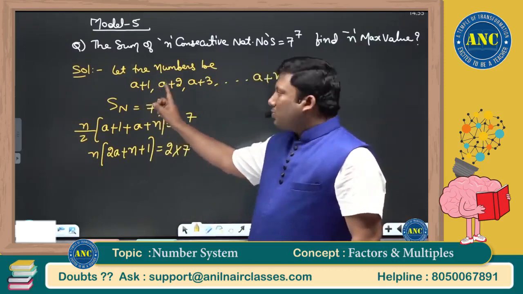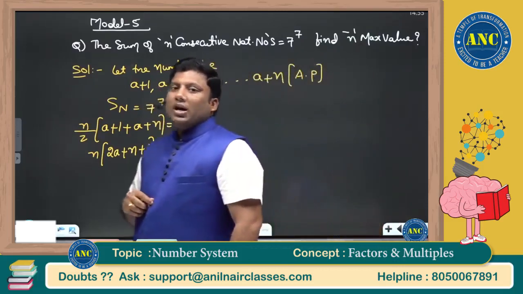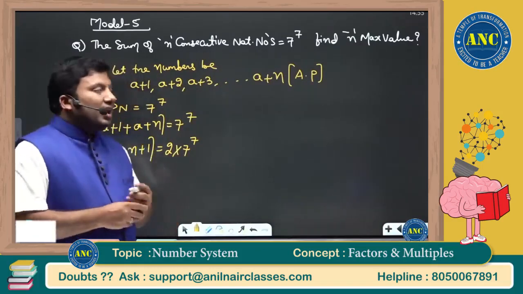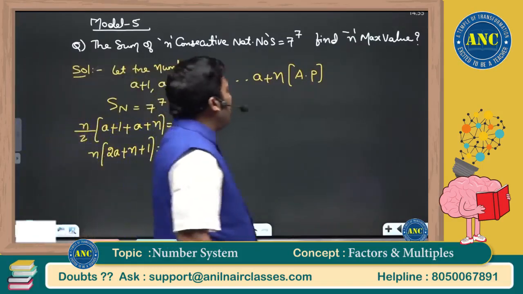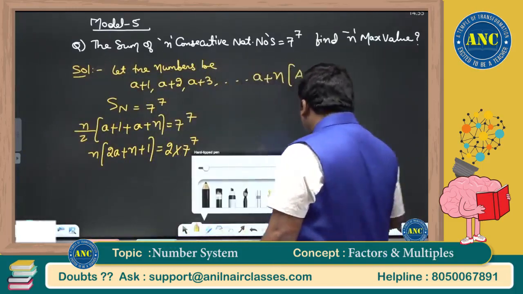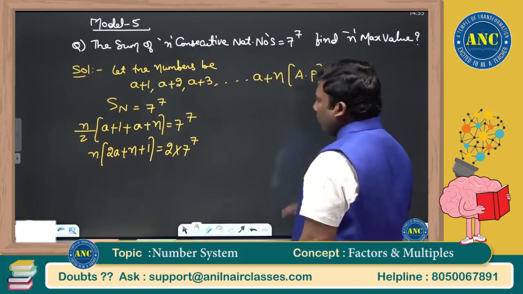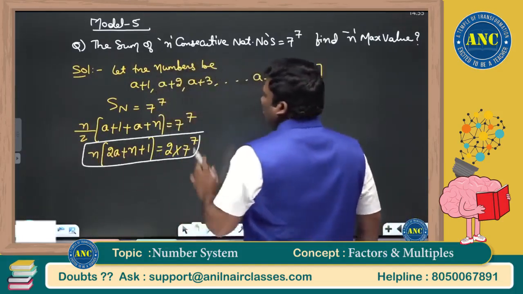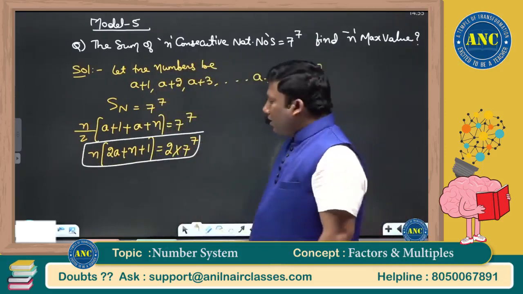I hope I am explaining why the numbers are from a plus 1 to a plus n: the question does not specify that it will start with 1. So I do not know the lower limit, and I call it a. a plus 1, a plus 2, and so on up to a plus n. n into 2a plus n plus 1 equals 2 into 7 power 7.